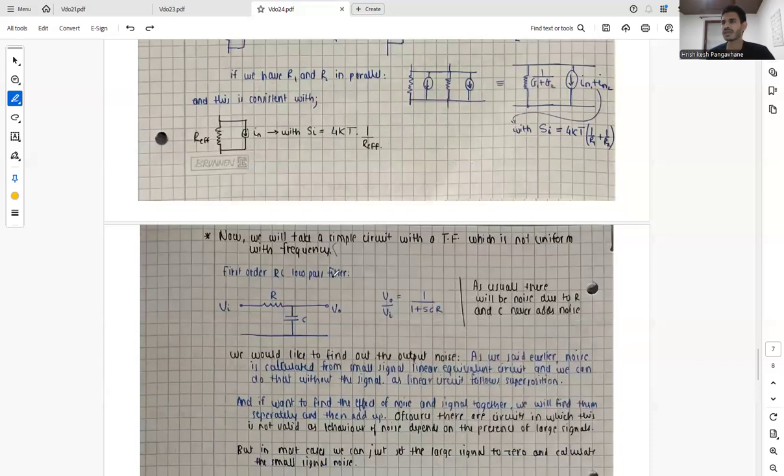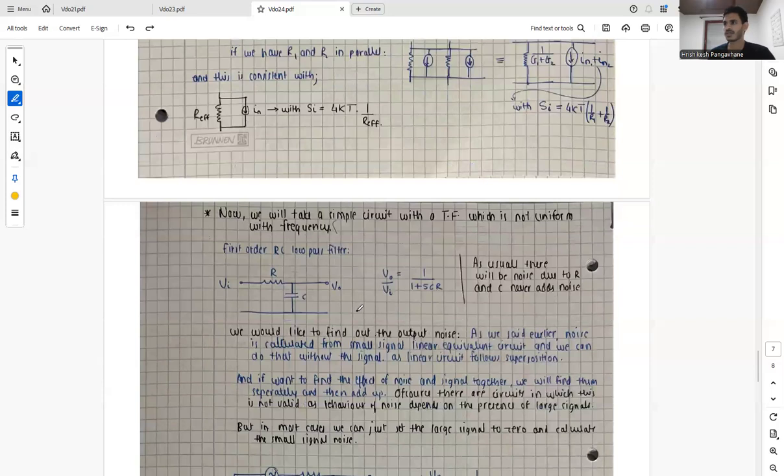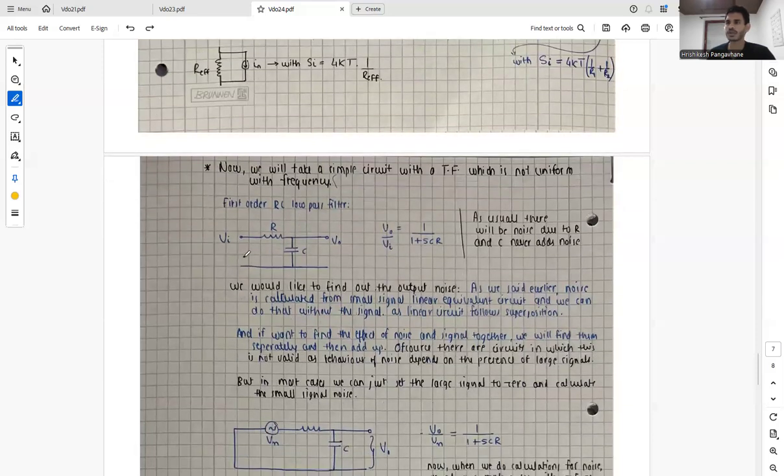So now we will take a simple circuit with a transfer function which is not uniform with frequency, and let's take a circuit of a first order RC low pass filter. So what we do is we have an input voltage, we have an RC network, and we know the transfer function V naught by Vi is 1 upon 1 plus sCR. As usual, there will be noise due to R, and C never adds noise as it does not dissipate any power.